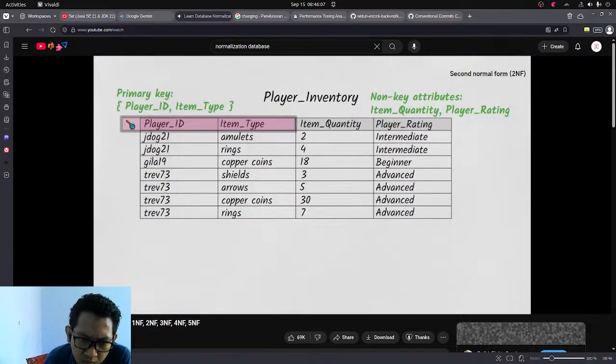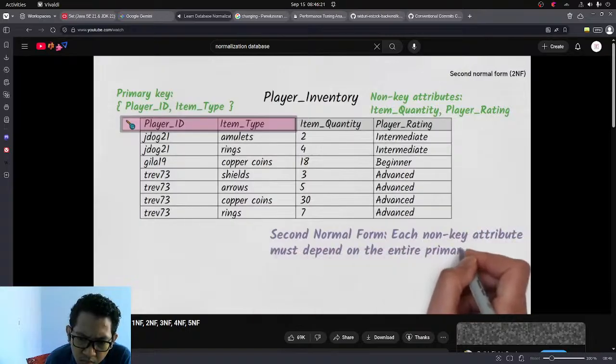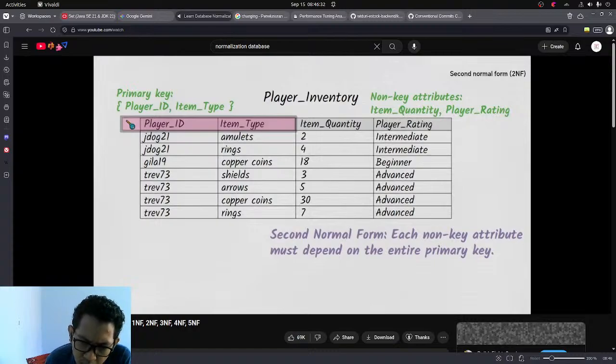Now we're in a position to give a definition of second normal form. The definition we're going to give is an informal one which leaves out some nuances, but for most practical purposes that shouldn't matter. Informally, what second normal form says is that each non-key attribute in the table must be dependent on the entire primary key. How does our table measure up to this definition? Let's examine our non-key attributes, which are the attributes item quantity and player rating.